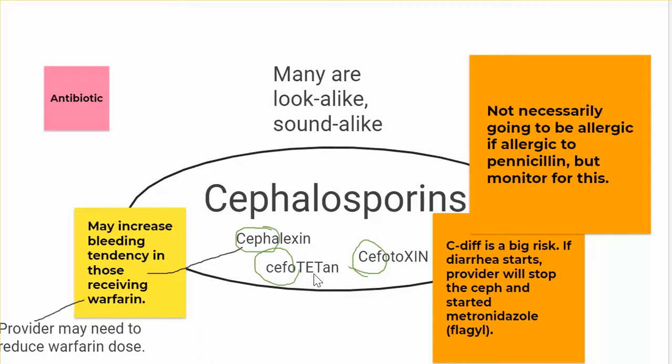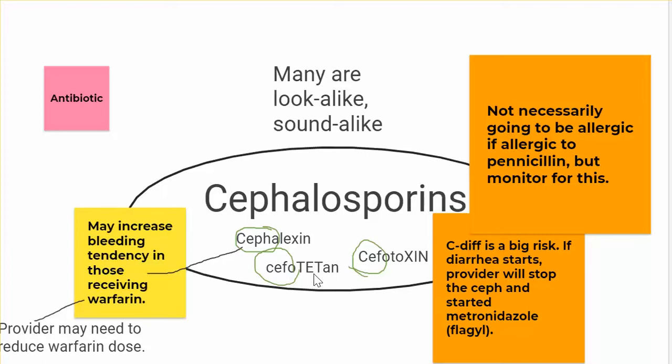Okay, so another thing I could have included in the general concepts of antibiotics is that lots of antibiotics interfere with warfarin and increase bleeding tendencies, right? Cephalosporins are famous antibiotics for doing this. They may increase the bleeding tendency to those receiving warfarin. The provider may need to reduce the dose of the warfarin, the provider is going to need to watch their INR a little bit more closely and all of those things.